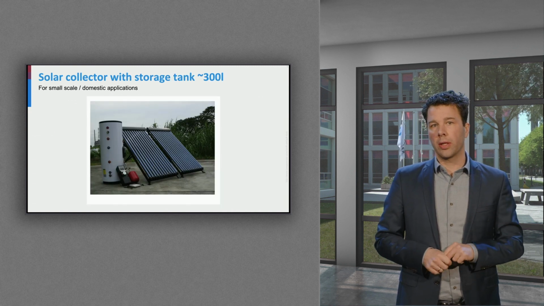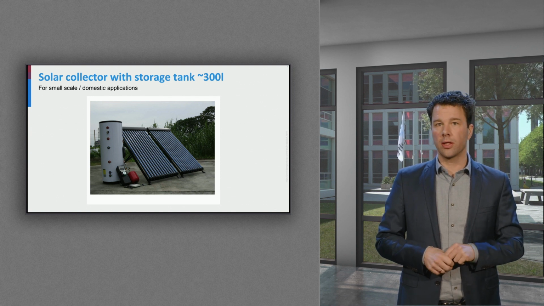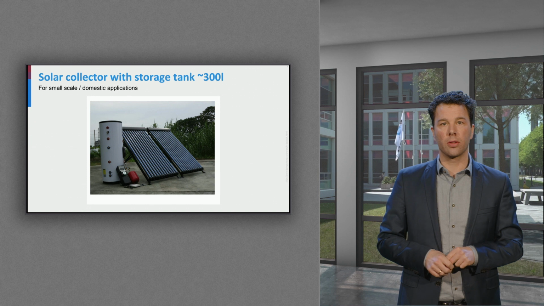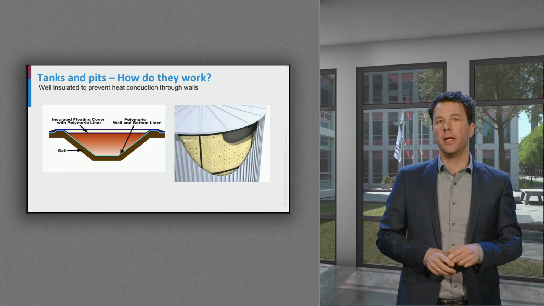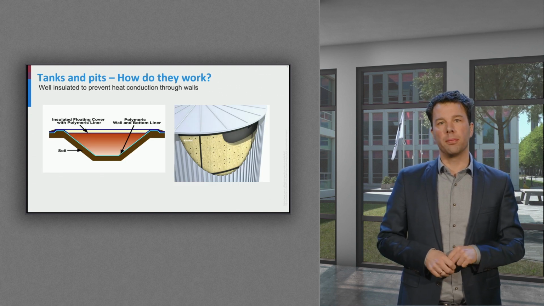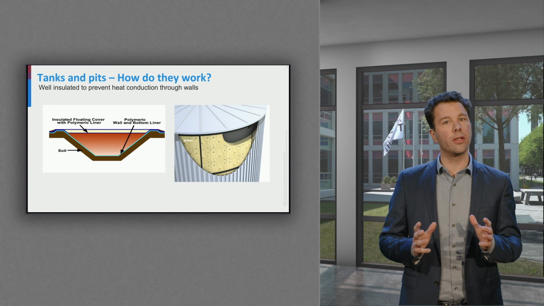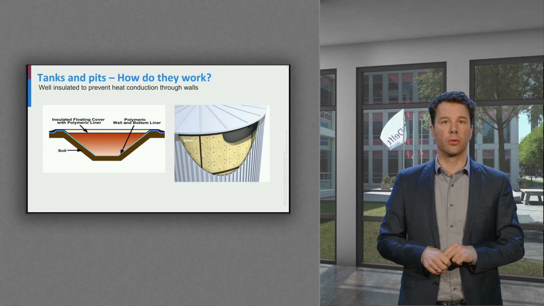For small-scale applications, storage tanks are used. For example, a 300-liter tank connected to a solar collector can provide domestic hot tap water to an individual house. The basic idea of the tanks and pits is to insulate them to prevent heat conduction through the walls of the storage systems.